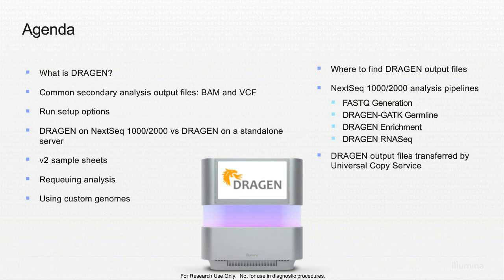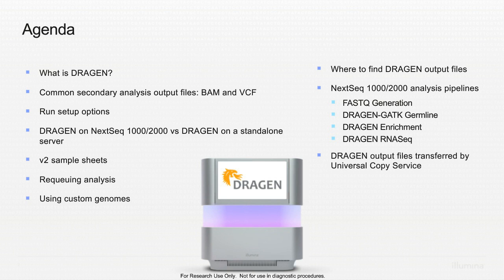We're going to break this webinar into two sections. During the first portion, we're going to talk about what DRAGEN is, what it does, and how to set up a run for analysis. This includes discussion about what is DRAGEN, the common secondary analysis output files, our run setup options. We are going to briefly discuss DRAGEN on the NextSeq 1000-2000 versus DRAGEN on a standalone server. We'll talk about V2 sample sheets. We'll talk about kicking off an analysis by requeuing. And we'll also talk about using custom genomes.